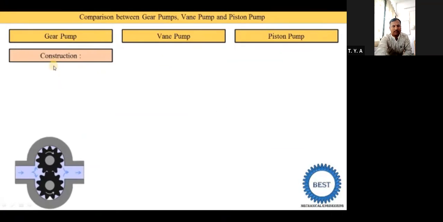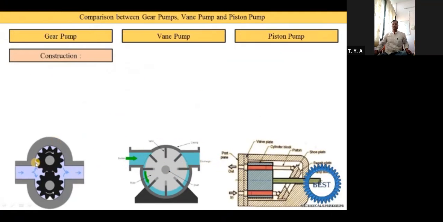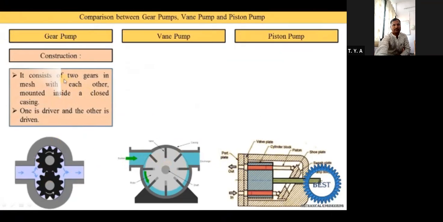Before moving on to the point of constructions, here you see the image of three pumps, that is the gear pump, vane pump, and the piston pump. If we understand from the figure, then it is very easy to understand. In a gear pump, it consists of two gears in mesh with each other mounted inside a closed casing. Here you see this is the casing, and inside this casing the two gears are used.